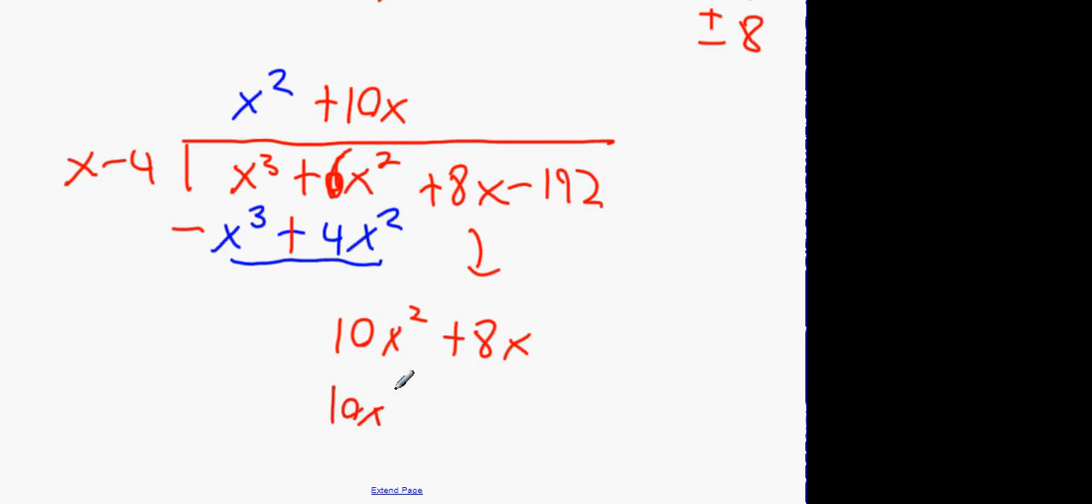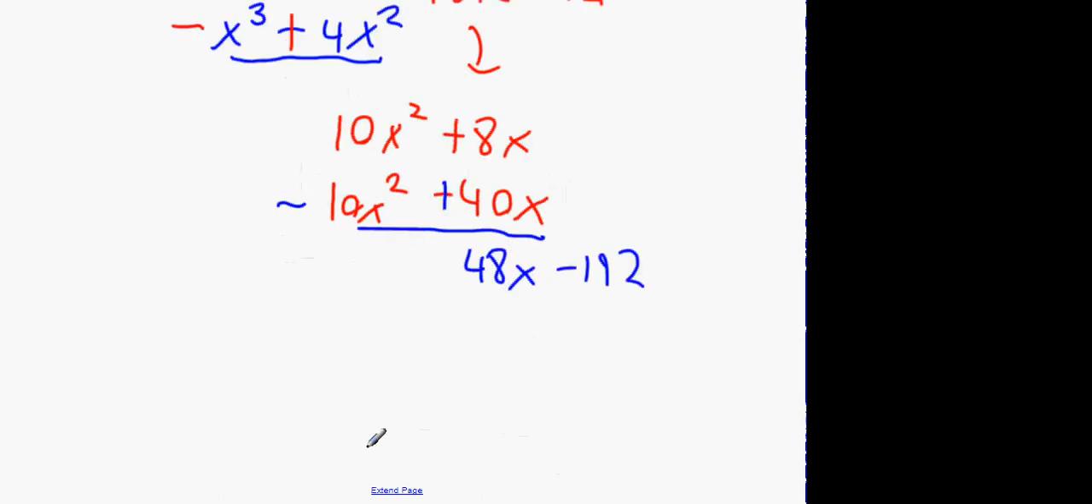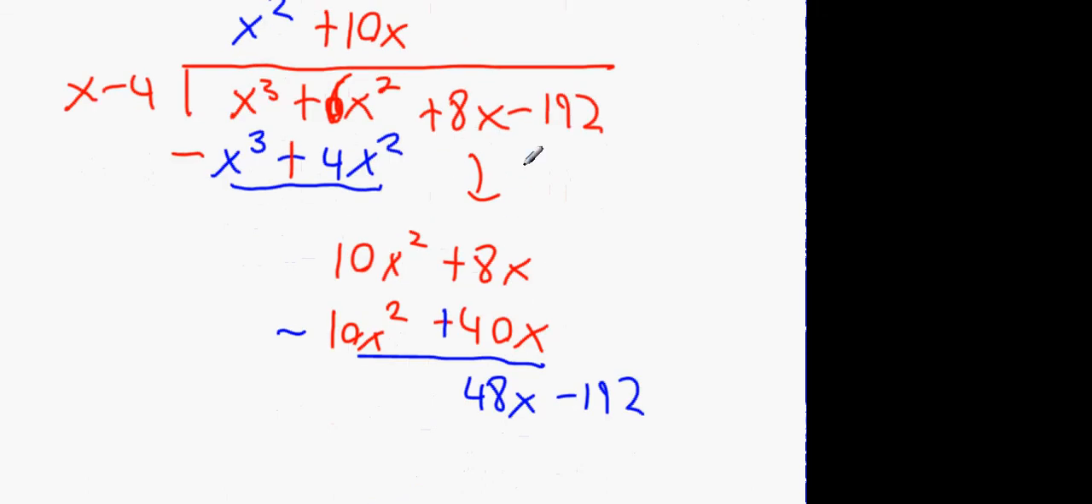Now we're going to change the signs again. That's going to be a minus, that's going to be a plus. It's going to be 48x minus 192. Now finally, what's going to happen here is that it's going to be plus 48. And it's going to go in 48x minus 192. Once again, change them around, and that gets you to 0 at the end.